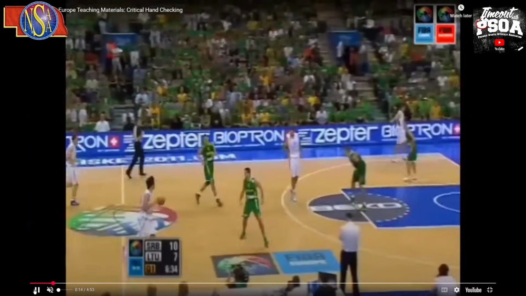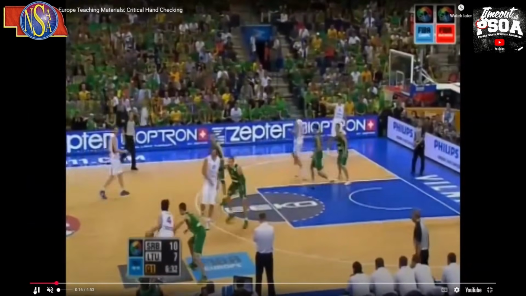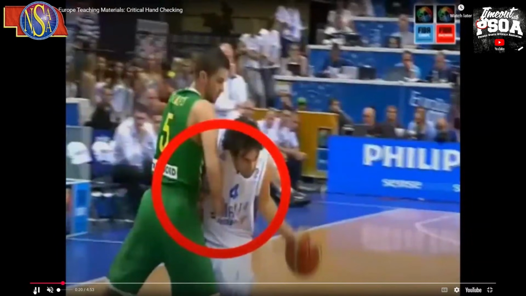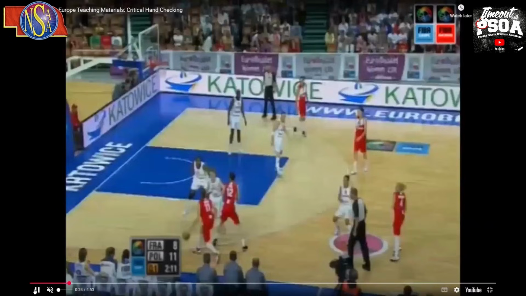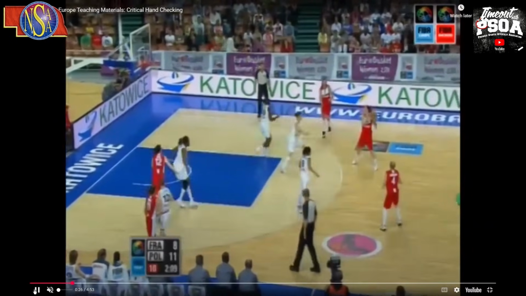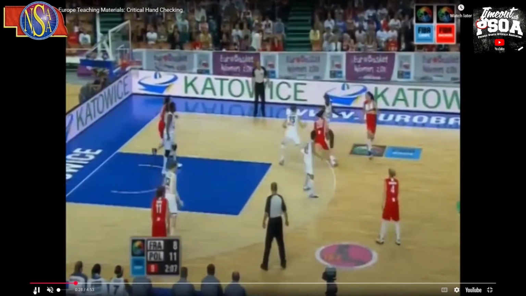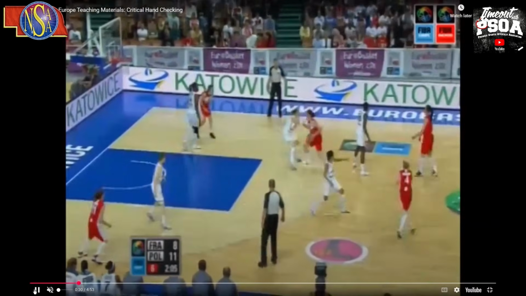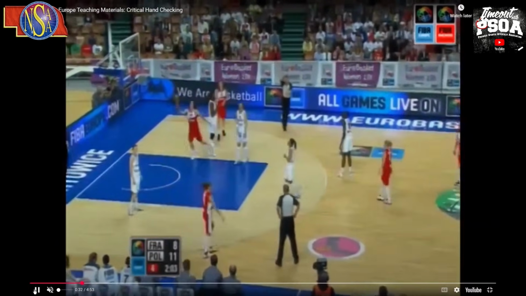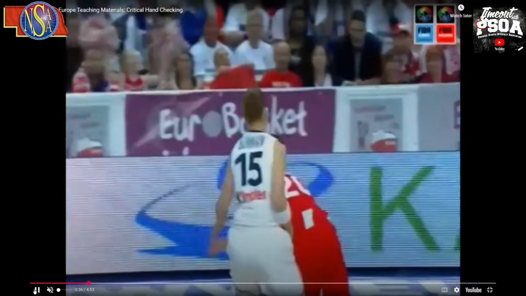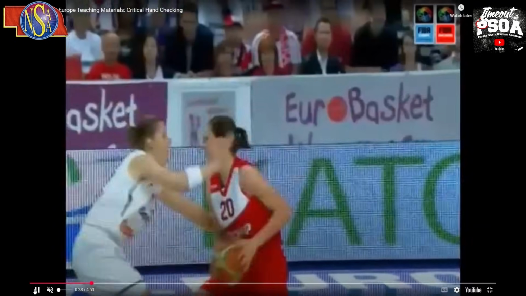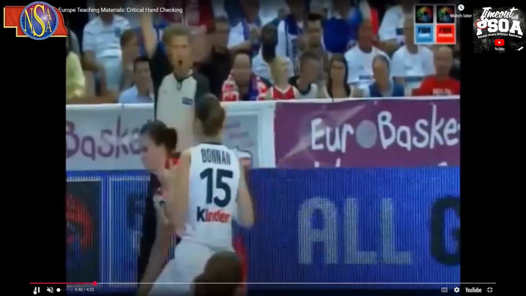This next one is going to be hands on, extended forearm on the dribbler. We have that extension of that forearm and the hands and arms on the dribbler. Illegal hand check. This one, once again, hands, 2 hands on the dribbler. Illegal hand check, automatic foul.